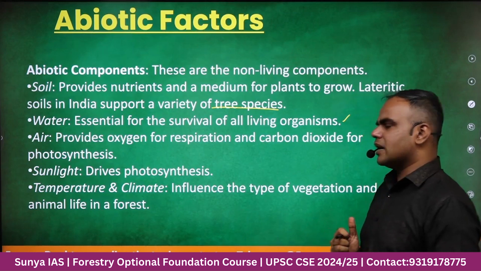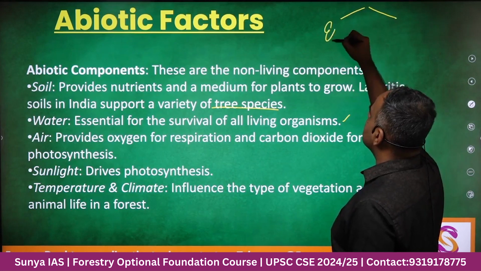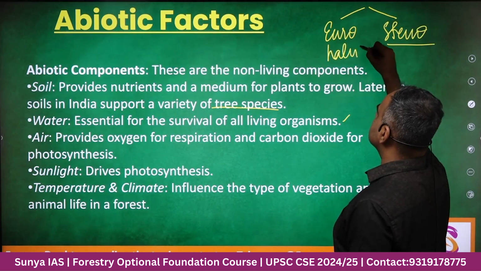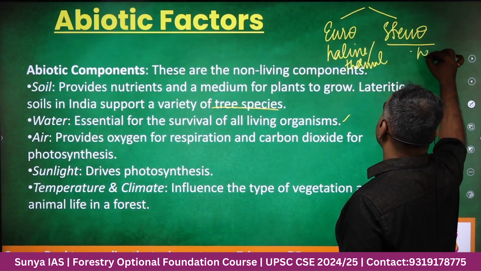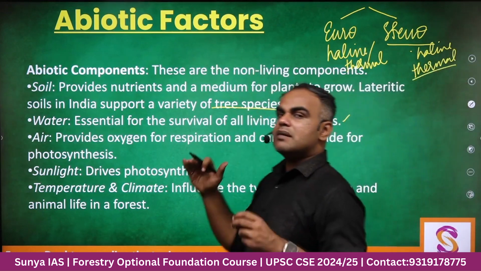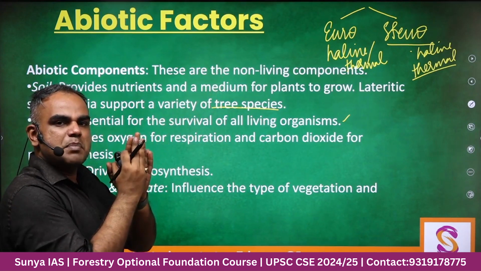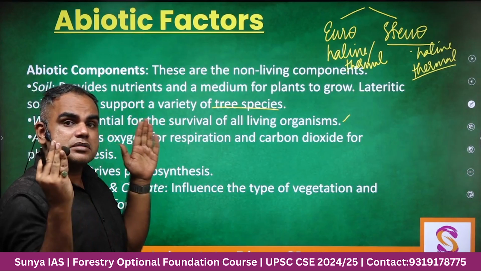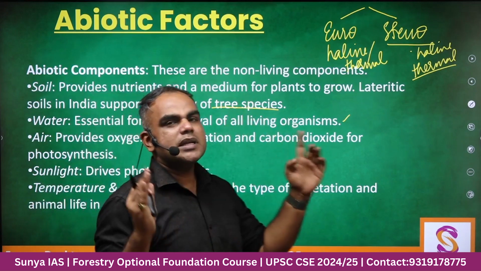Now, here I want to again remind you a few terms which you have already seen. There are terms like euro and steno. You have heard of terms like eurohaline or eurothermal, and similarly stenohaline or stenothermal. Now, because I will also talk about the impact of these biotic as well as abiotic factors, you need to know euro means something which has a big range. Euro means which can withstand a longer range. Steno means a smaller range.